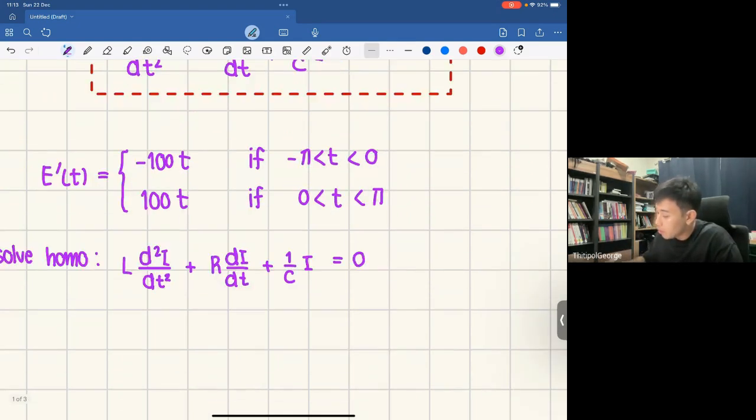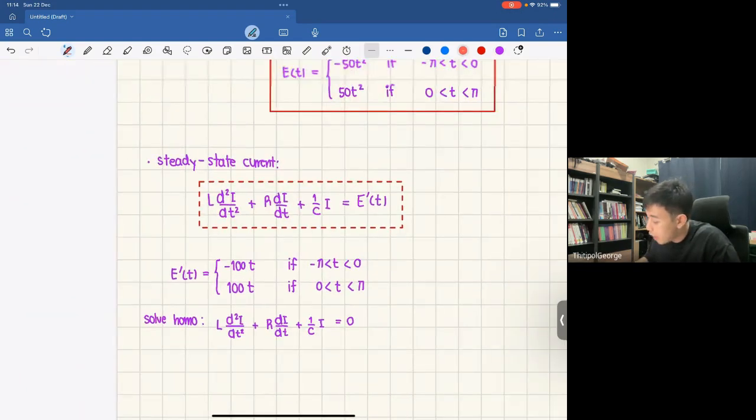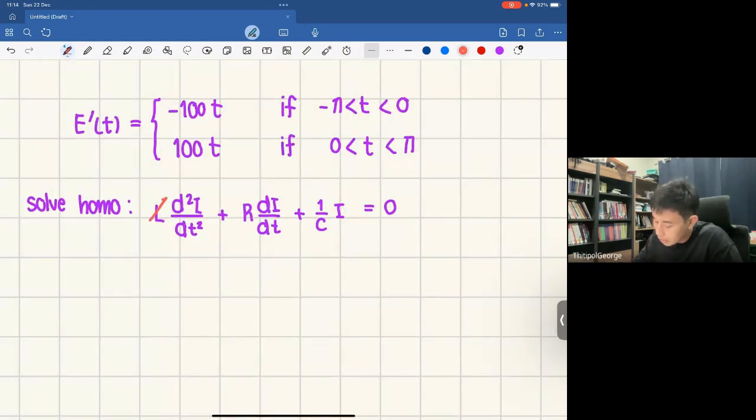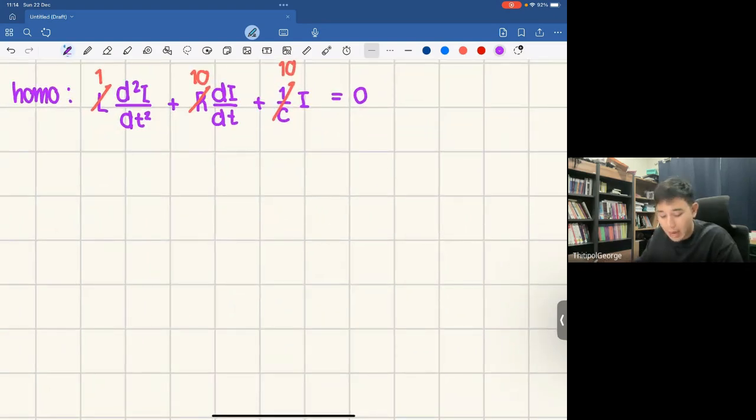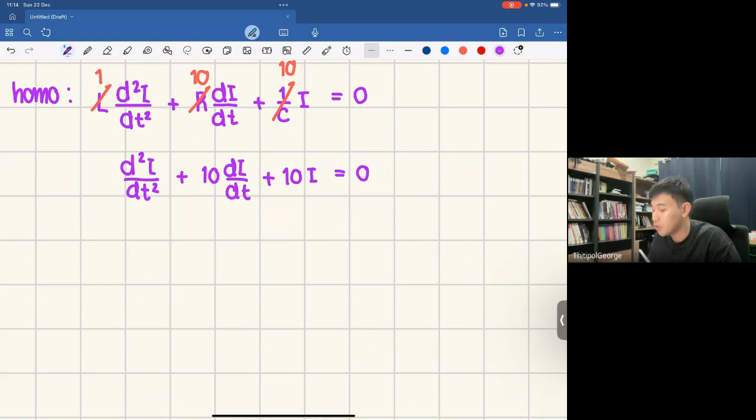We can substitute what you are given, as L is 1, while R is 10, and C is 10 to the negative 1, so actually 1 over C would be 10. So we get the simpler one, d squared I over dt squared plus 10 di by dt, and then plus 10I, equivalent to 0.